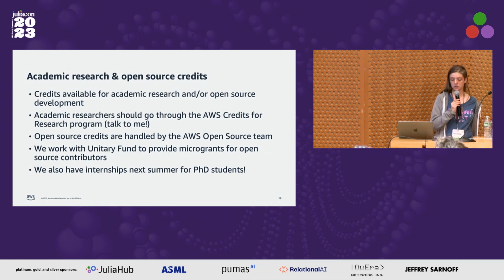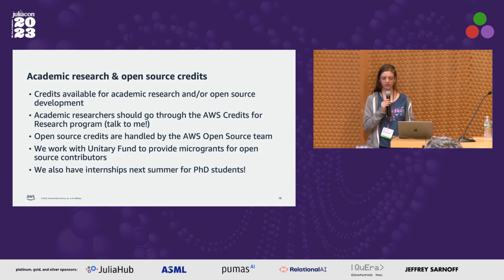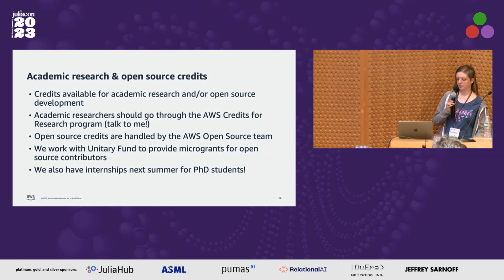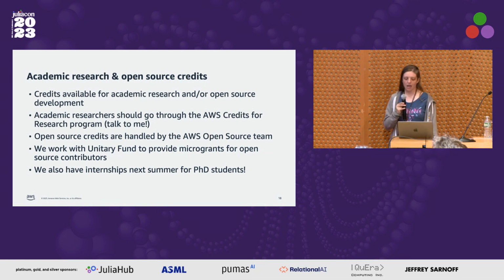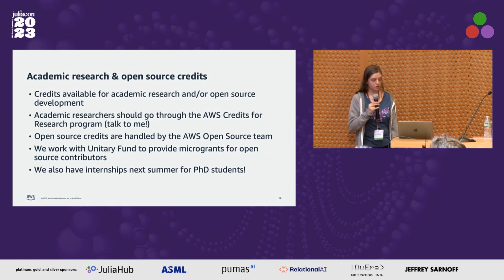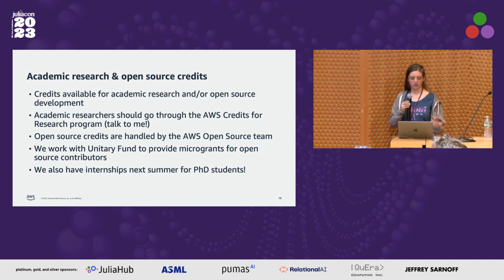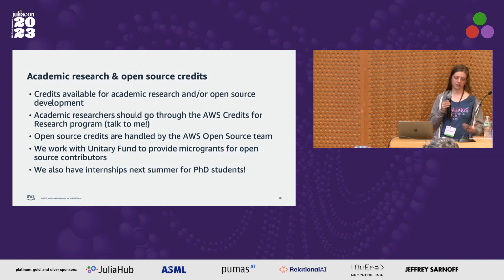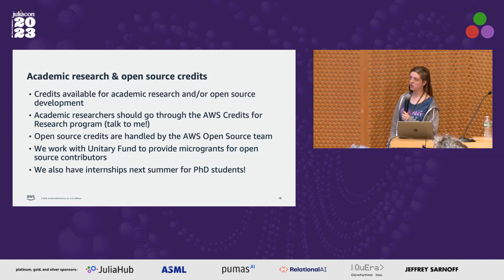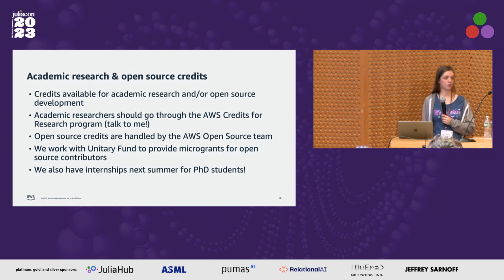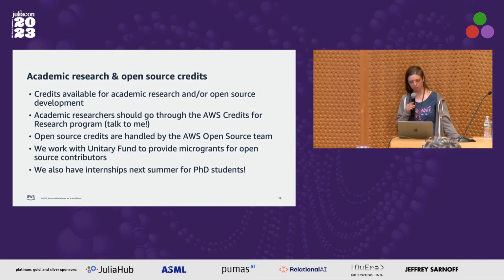And we also have open source credits available for general open source development. That's handled by a different team, but we're definitely available to connect you with them and hopefully advocate. And then we also work with Unitary Fund to provide microgrants for open source contributors. If you're not familiar with Unitary Fund, it's an organization that gives people these microgrants, like $500, $1,000, to implement a feature in a variety of quantum software. And we've also worked with them to do mentorship for people who are joining the quantum software developer community. So if that's something that you're interested in, again, please come talk to us.